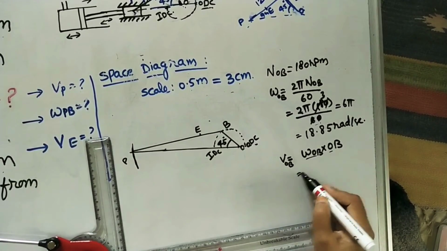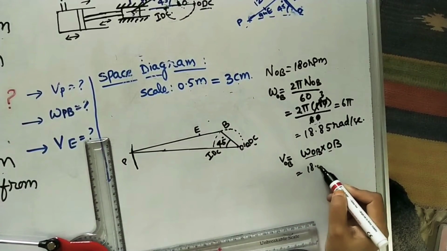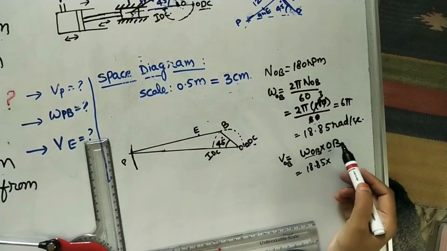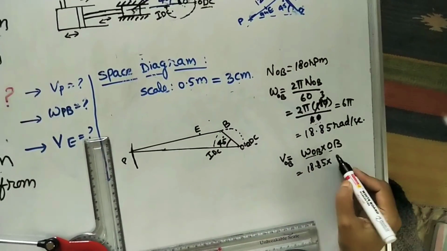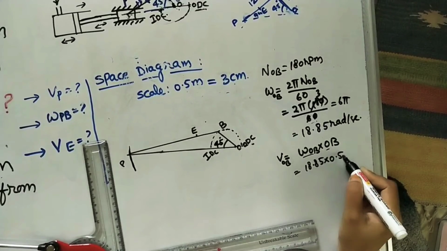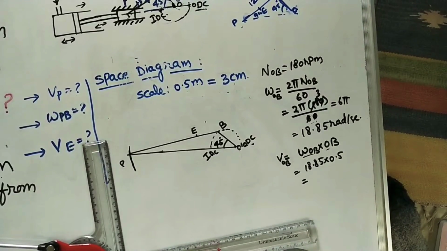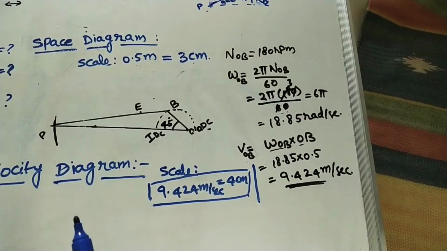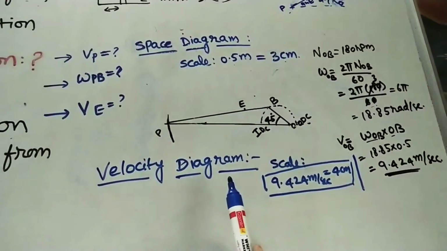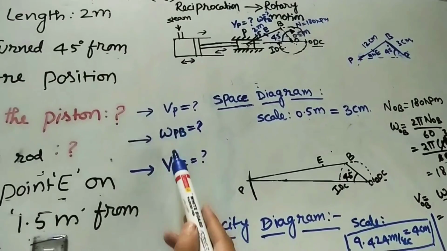What is omega OB? Just now we found 18.85, into the OB length, the crank length, which is 0.5 meters. So I am taking 0.5 meters here. After finding the linear velocity, we need to construct the velocity diagram. We construct the velocity diagram so that we can find the required values.